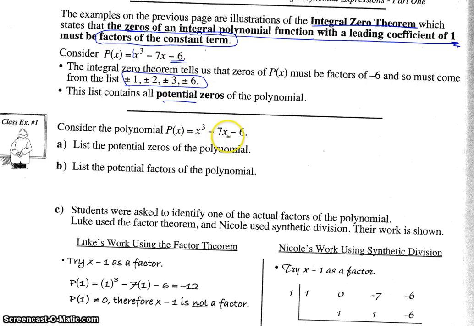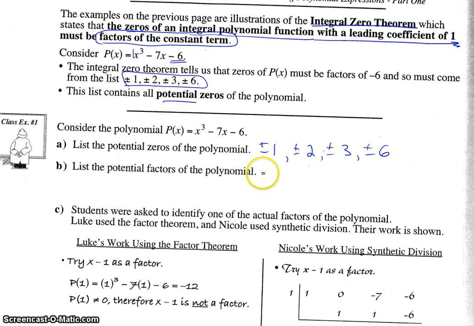Okay, so let's take that polynomial, and it says list the potential zeros. Well, we kind of already did that. Plus or minus 1, and now other numbers that multiply to 6: 2, 3, and 6, plus or minus in front of each of those.